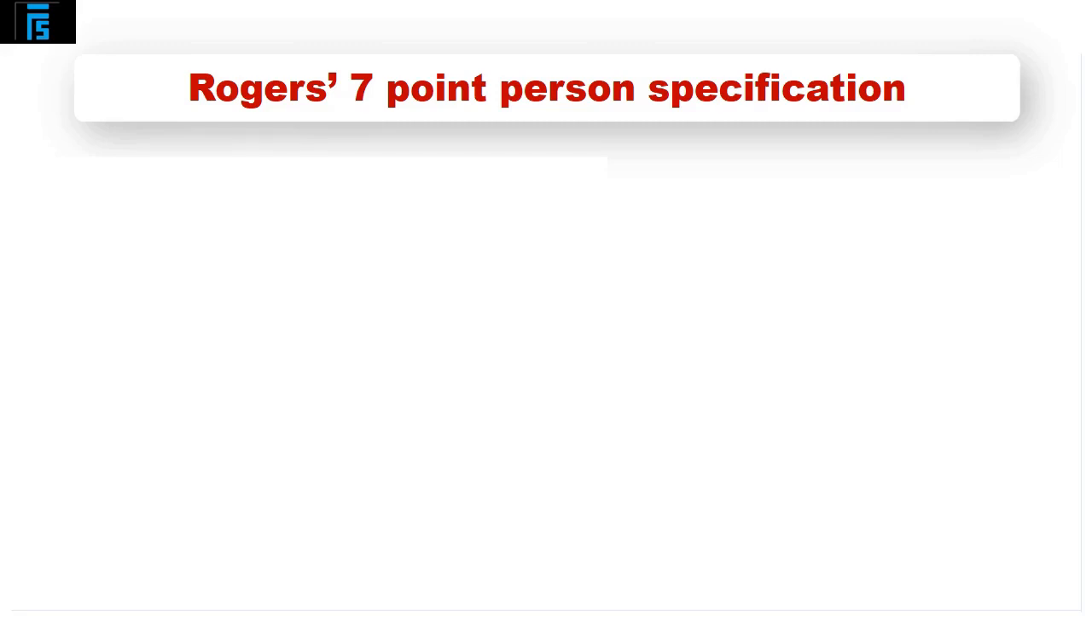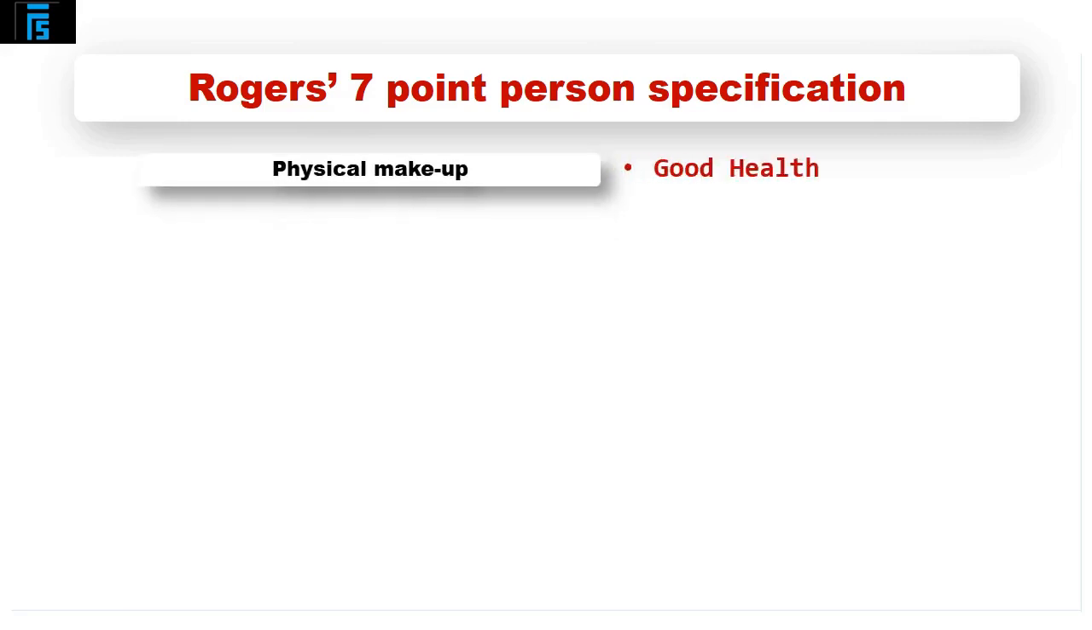So the things that Rogers comes up with, first of all, things like the physical makeup. He's talking there about things like the person's health. Now obviously, whatever kind of job we've got, we want somebody who's going to be reasonably healthy. But in some jobs it is more important than in others. For example, when you are recruiting a lecturer to do what I do, health is actually very, very important.